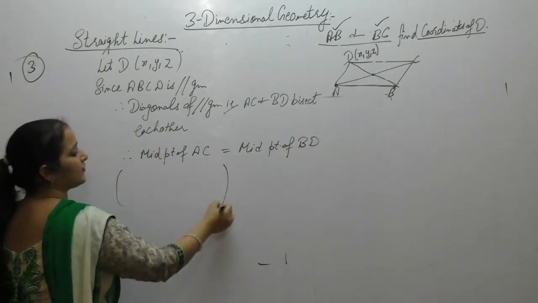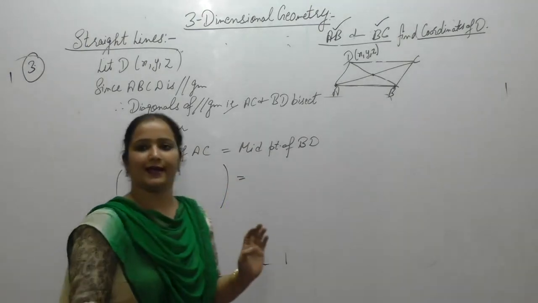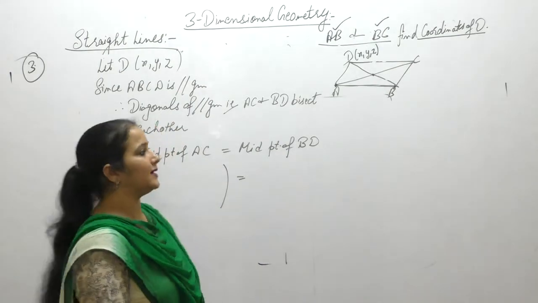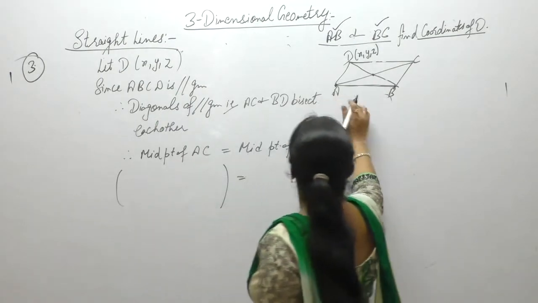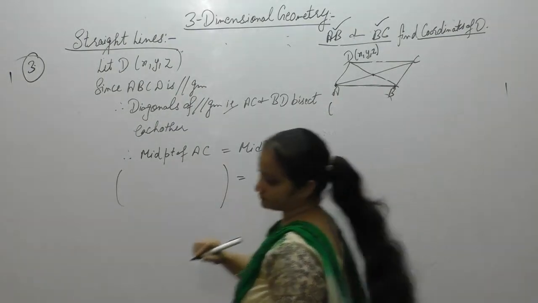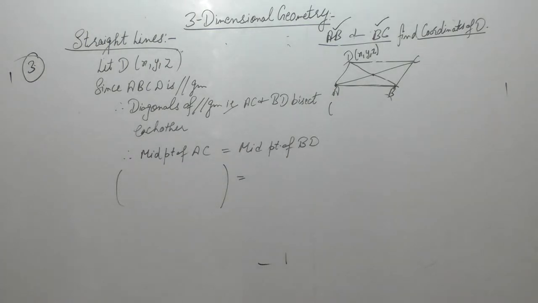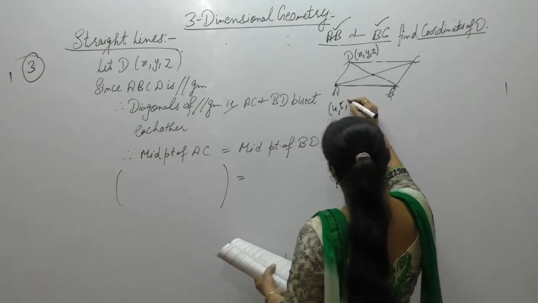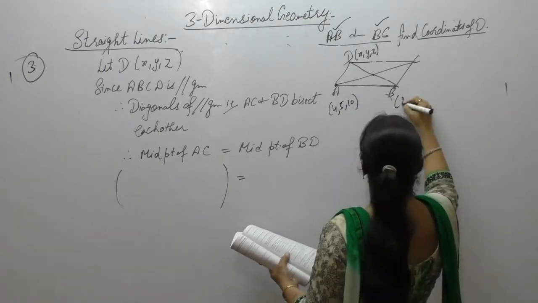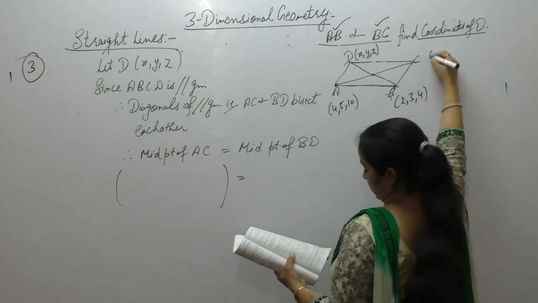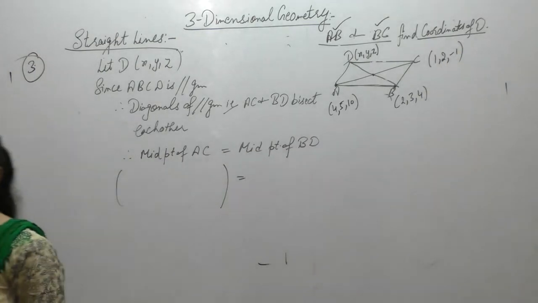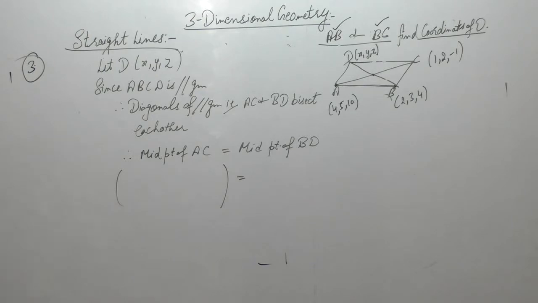So, midpoint of AC is (x1 plus x2 upon 2, y1 plus y2 upon 2, and z1 plus z2 upon 2). A has coordinates 4, 5, 10. B has coordinates 2, 3, 4. C is 1, 2, minus 1. These are the coordinates.